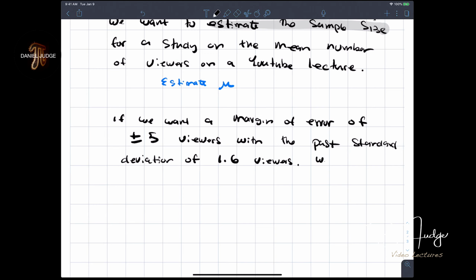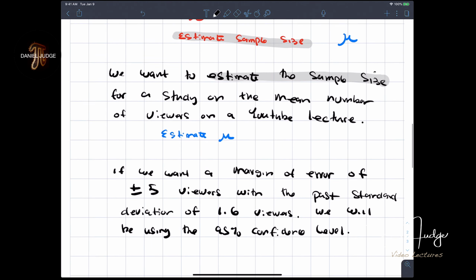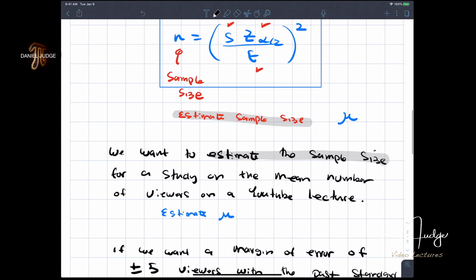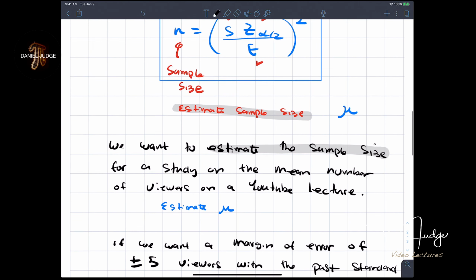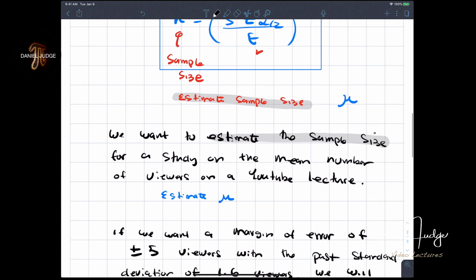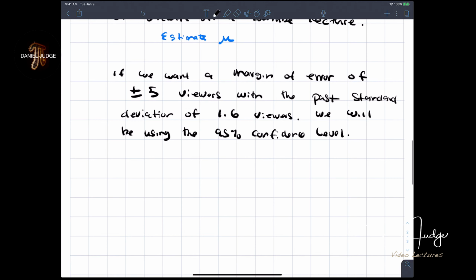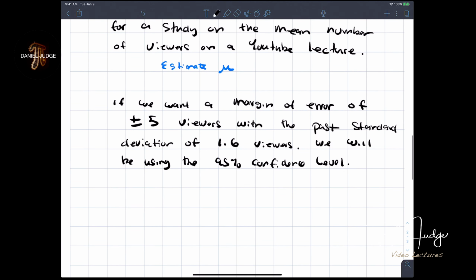And I'm going to say we will be using the 95% confidence level. Now, let me double check to see here. Okay. All right. Well, whatever. We'll see. This is just making this question up.